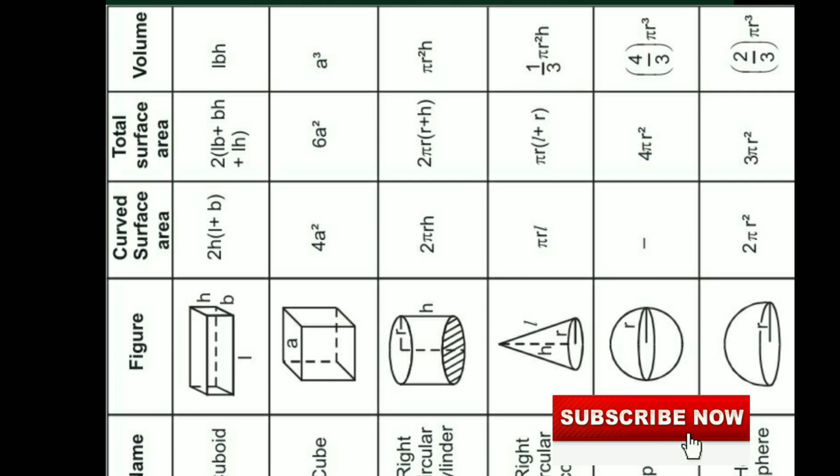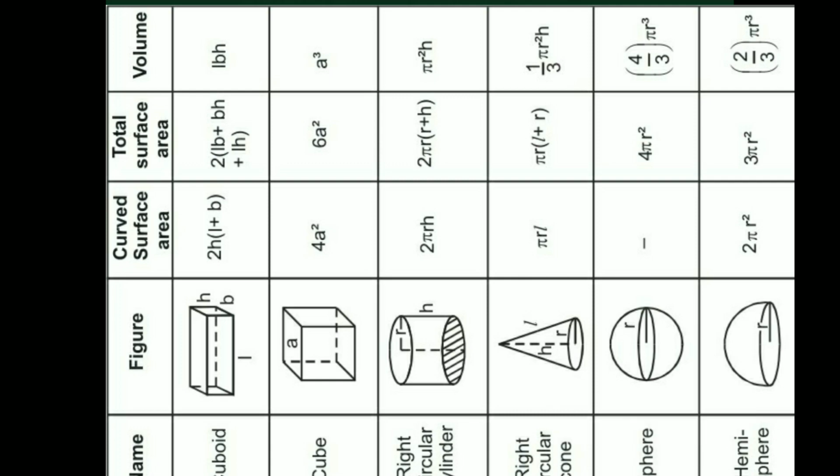Now for cuboid. So this is the figure of the cuboid and this is the side A. This side we indicate as B and this height we indicate as C. So total surface area will become 2 into A into B plus B into C plus C into A. And the volume will become A into B into C.